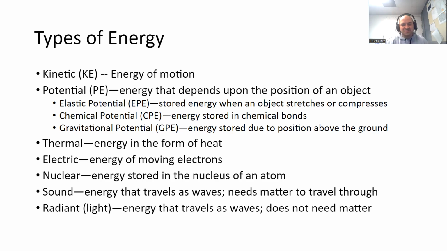Two, chemical potential energy. That is energy stored in chemical bonds. If you took biology class, you probably talked about ATP. ATP is full of chemical potential energy, just waiting for that third phosphate to get snipped off and release that little pocket of energy. And then the one that we're going to spend our time on is gravitational potential energy. That is energy stored due to position above the ground. If I take my coffee mug and hold it above my head, the higher I raise it, the more potential energy I'm building up in that object.